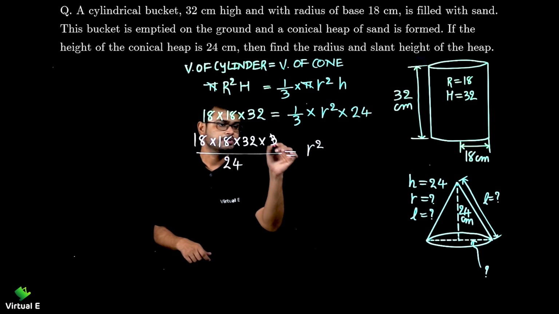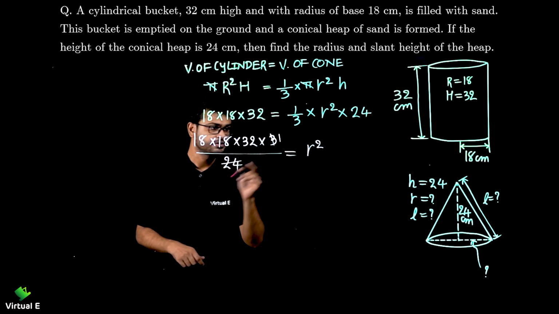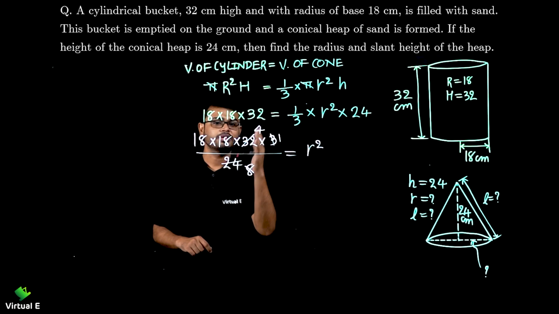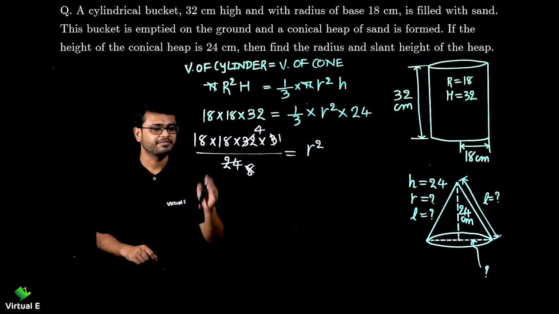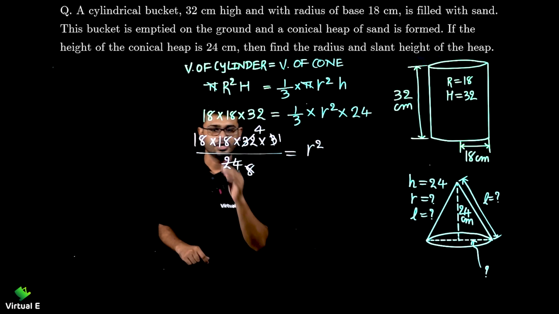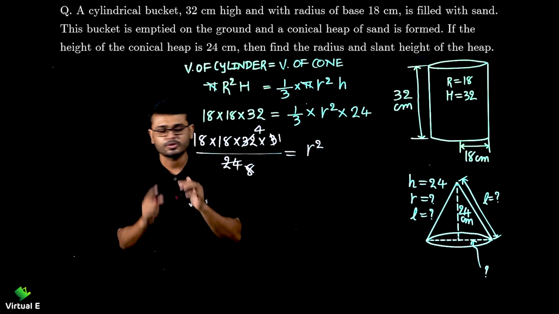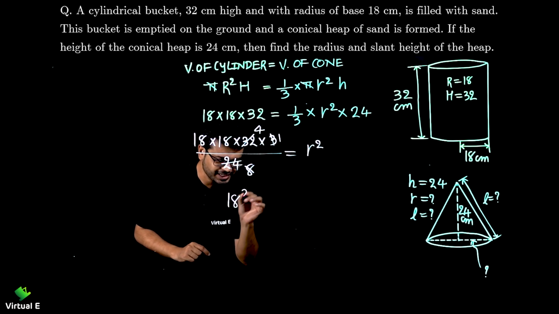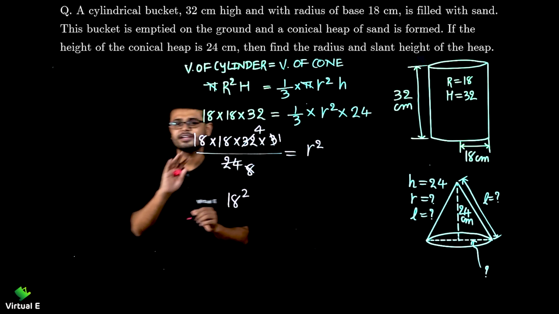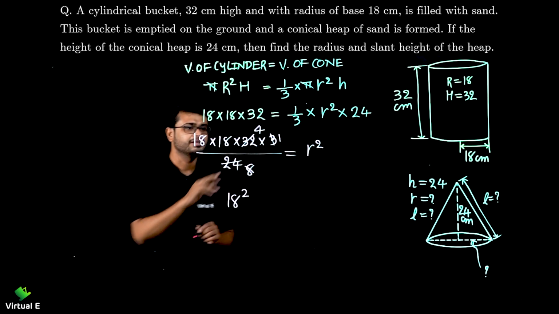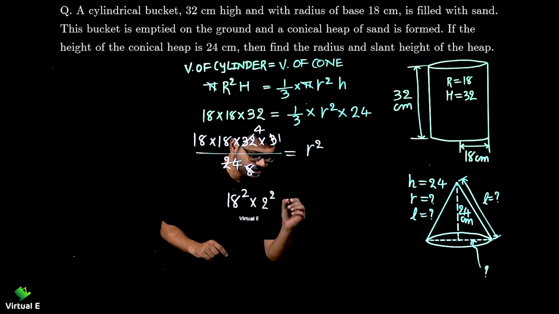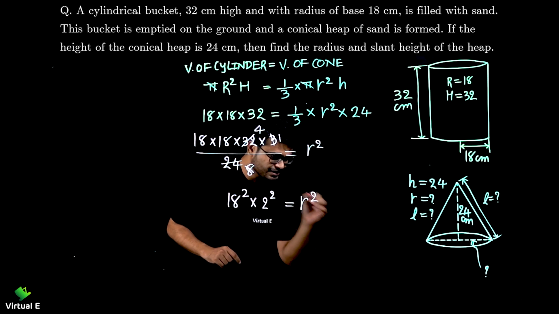Done. So 3 1s are 3, 3 8s are 24, 8 1s are 8, 8 4s are 32. So here 4 is left. Let's talk about the numerator. What's left? 18 into 18 into 4. So see, let's be smart over here. 18 into 18, what's the answer? Yes, it is 18 square, right? Don't write 324. We don't want that number. And 4, instead of 4, can I write 2 square? Can you guess the reason behind this?